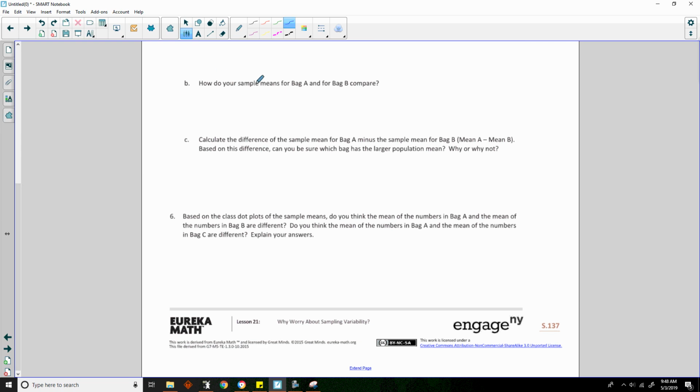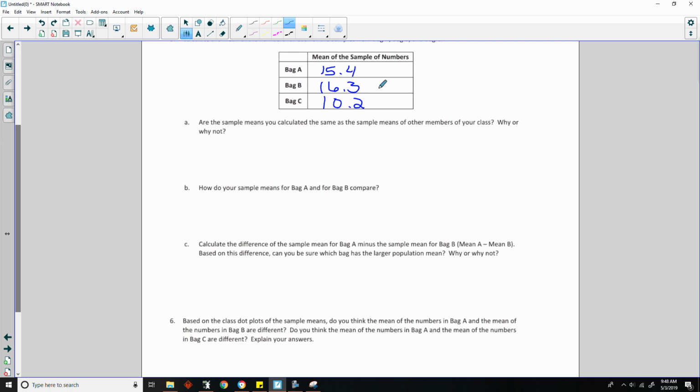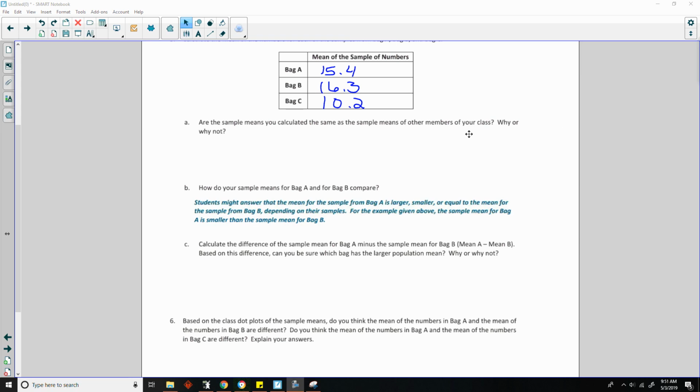B says, how do your sample means from bag A and bag B compare? Well, A was 15.4, 16.3. So bag B was greater. Okay, so how could we answer that? Since answers will vary, students might answer that the mean for the sample from bag A is larger, smaller, or equal to the mean for the sample from bag B, depending on their samples. For the example given above, the sample mean for bag A is smaller than the sample mean for bag B.